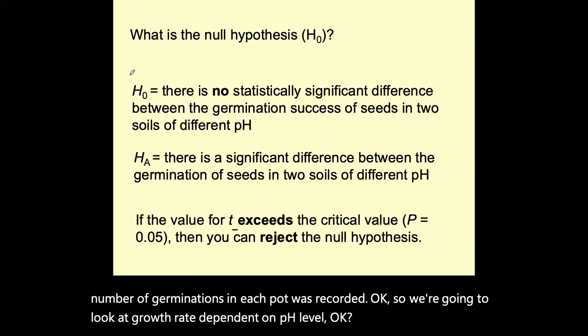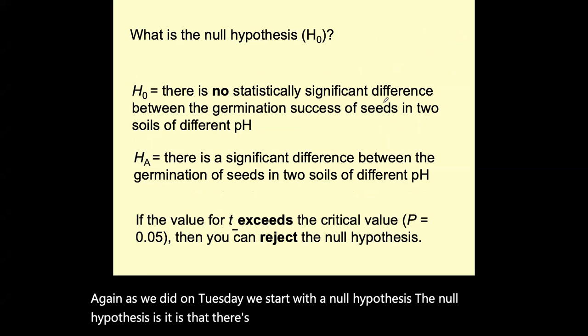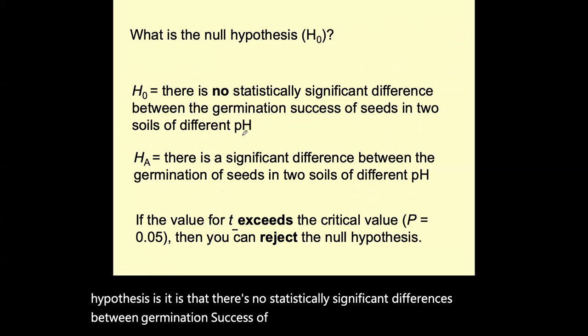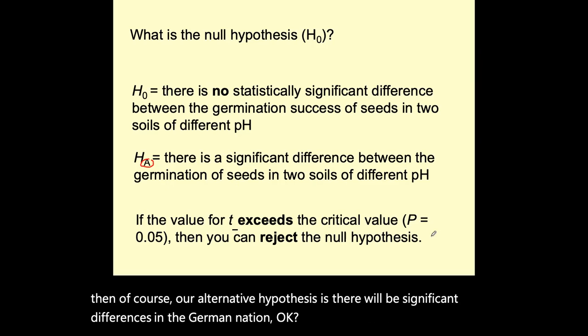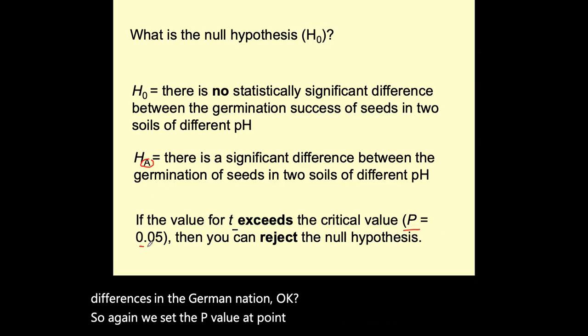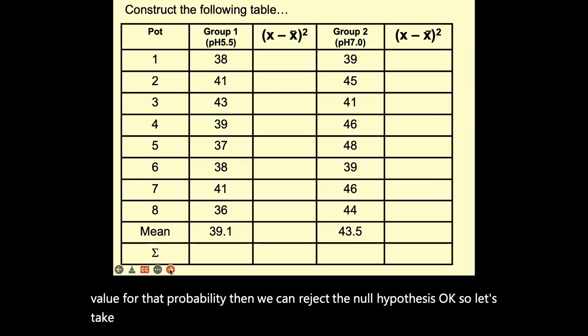So again, as we did on Tuesday, we start with the null hypothesis. The null hypothesis is that there's no statistically significant difference between germination success of seeds in two soils of different pH. And of course, our alternative hypothesis is that there will be significant differences in the germination, okay? So again, we set the p-value at 0.05, and if our t-value exceeds the critical value for that probability, then we can reject the null hypothesis, okay? So let's take a look at how this is going to go.